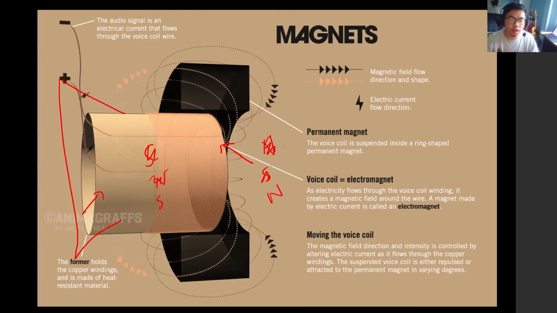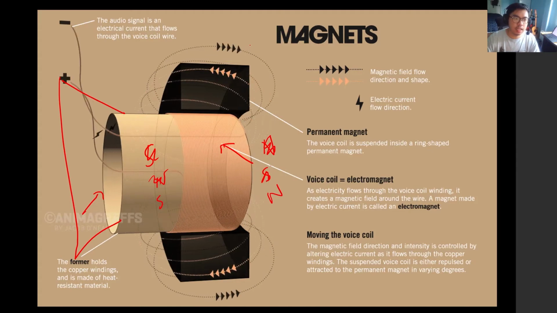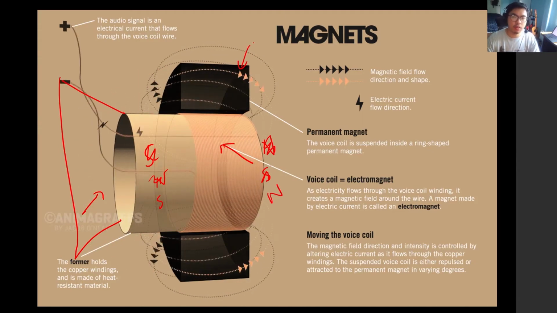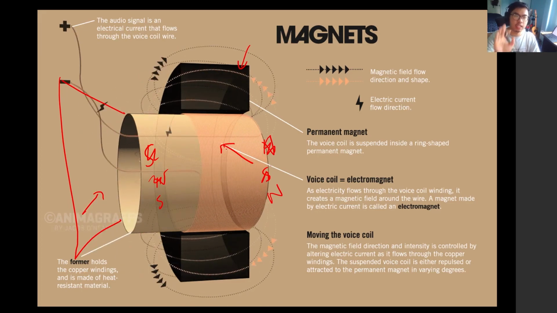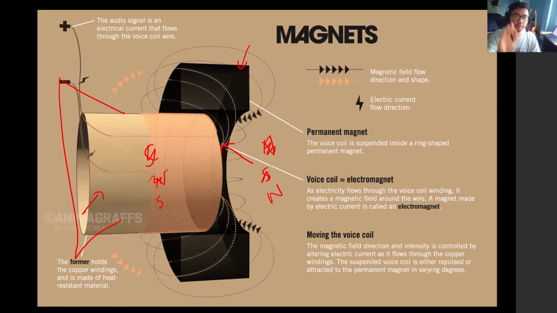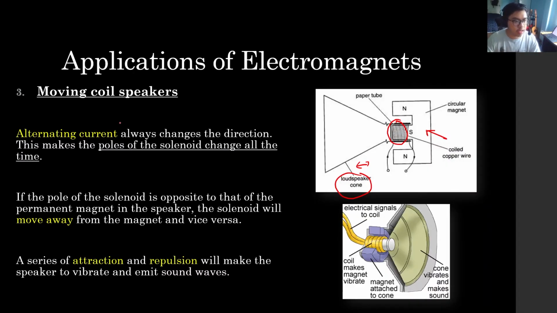Because the poles of the electromagnet keep changing, that interacts with the other magnet, and depending on the pole, it will repel or it will attract. So this forwards and backwards movement is just a movement of repelling and attraction. That's why it's able to move forwards and backwards. It's explained here. Alternating current always changes the direction of the electromagnet. This makes the poles of the solenoid change all the time. If the pole of the solenoid is opposite to that of the permanent magnet in the speaker, the solenoid will move away from the magnet and vice versa. A series of attraction and repulsion will make the speaker vibrate and emit sound waves.